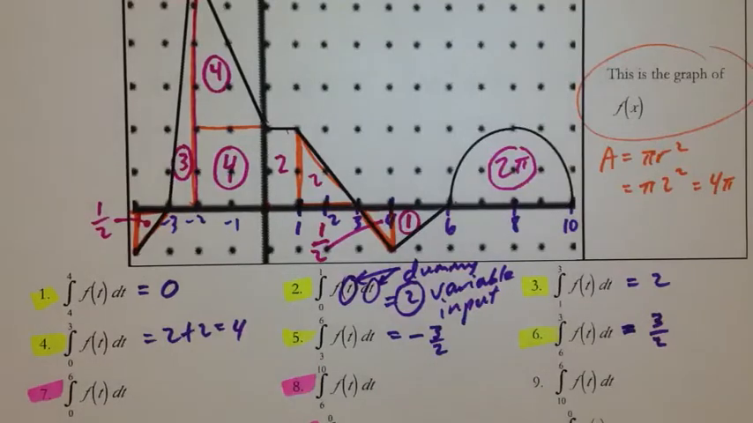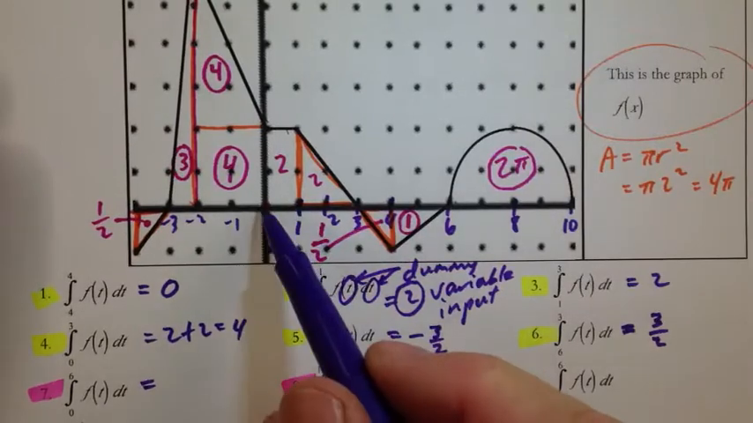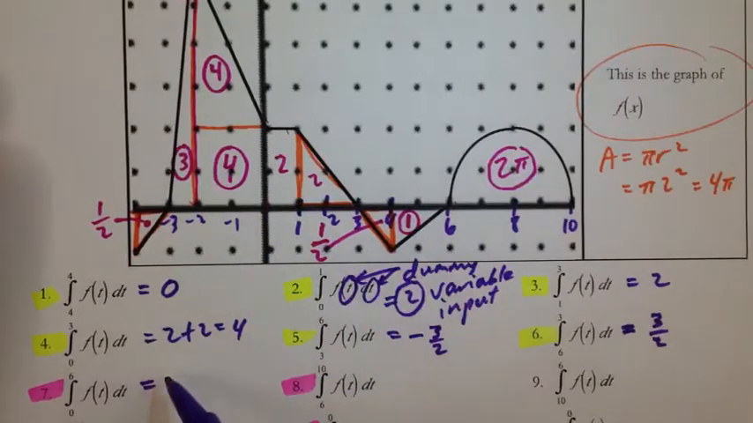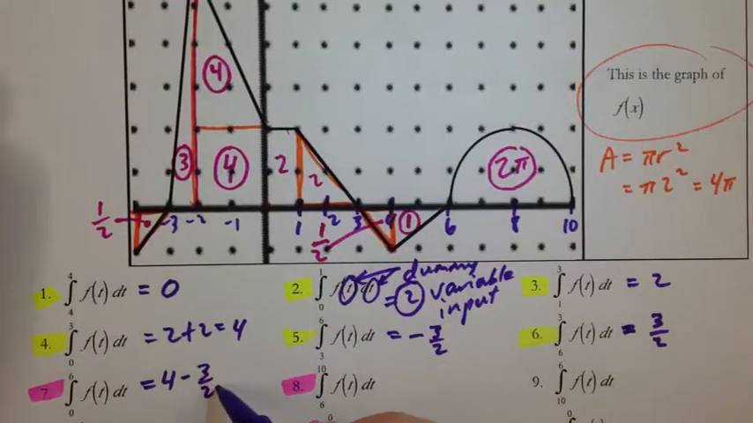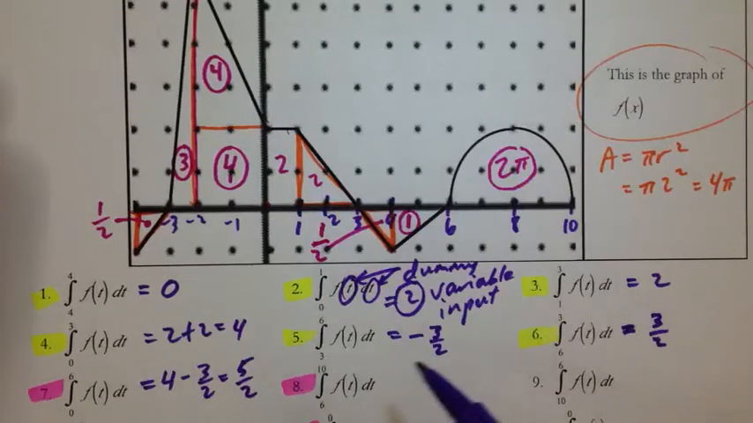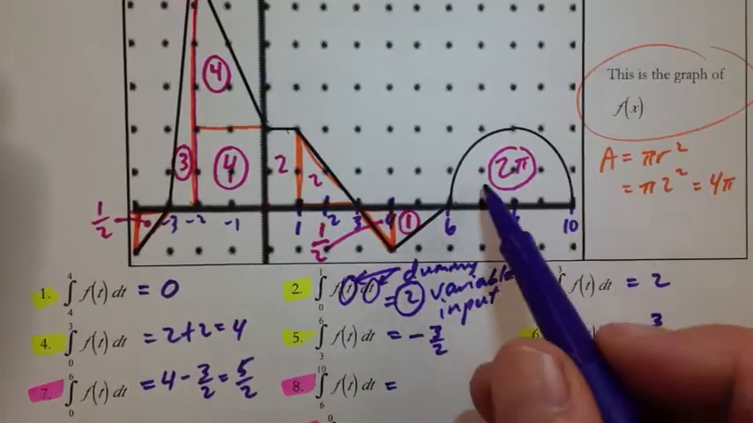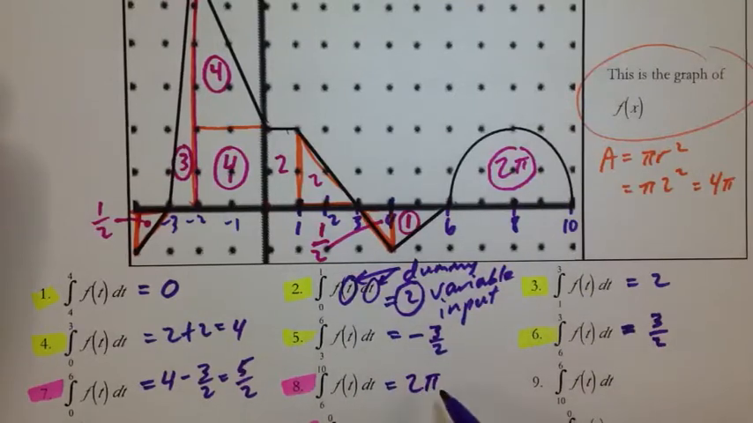All right, try the next couple on your own. Try number 7 and 8. Pause the video. I'm just going to keep going. The integral from 0 to 6 would be 4 minus 3 halves, and 8 halves minus 3 halves would be 5 halves. Okay. Integral from 6 to 10, well, that's just the area of that region, 2 pi. Okay. I'll do number 10.